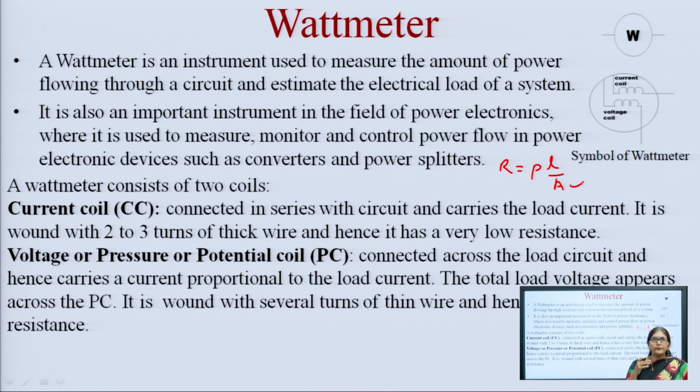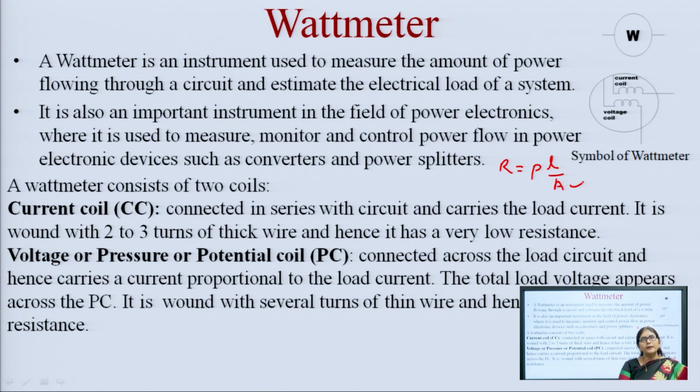So, we do not prefer that the current is flowing through this pressure coil. The pressure coil, which is connected across the load, should have a very low cross-sectional area so that its resistance is very high. Again, R is equal to rho L by A. So if the cross-sectional area is less, then the resistance is very high and no current will flow through the pressure coil. The whole current will flow through the load coil.